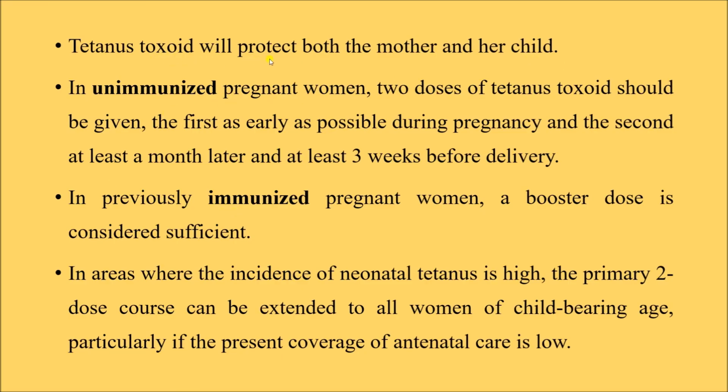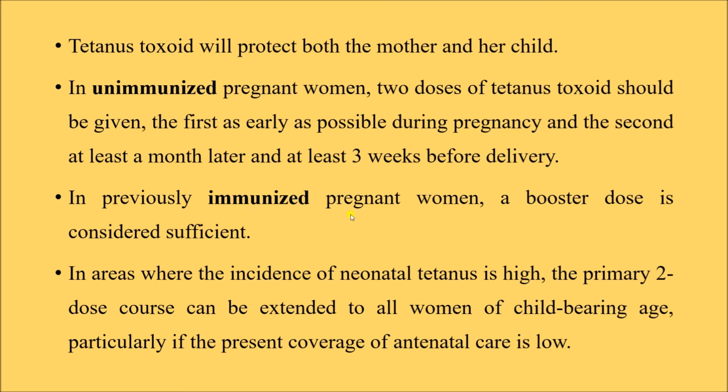Now, tetanus toxoid will protect both the mother and the child, and thus it can prevent the maternal as well as neonatal tetanus. In unimmunized pregnant women, 2 doses of tetanus toxoid should be given. The first one as early as possible during pregnancy. So whenever her pregnancy is confirmed, she should be offered the first dose of tetanus toxoid. And after 1 month of the first dose, she should receive the second dose. Ideally, the second dose should be taken at least 3 weeks before the date of delivery.